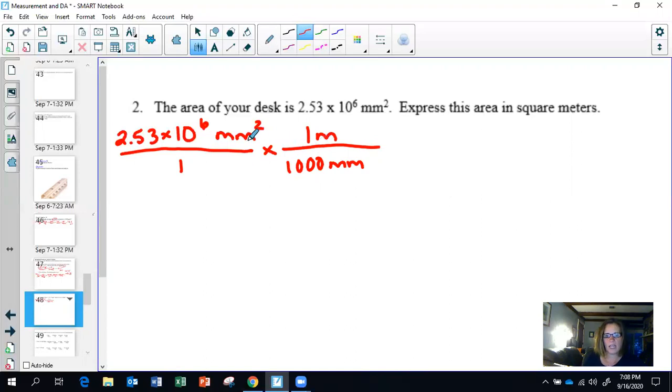And of course, I need square millimeters, so I've got to do it one more time. 1,000 millimeters in 1 meter. Now my square meters are going to cancel, square millimeters are going to cancel. And on my calculator, I will do 2.53 EE6, using your exponent key, your scientific notation key, divided by 1,000, divided by 1,000. All those numbers go into the calculator. Okay, pause now to make sure you can do that calculation.